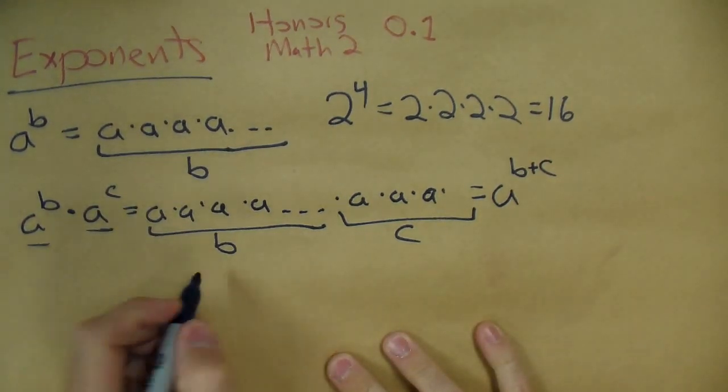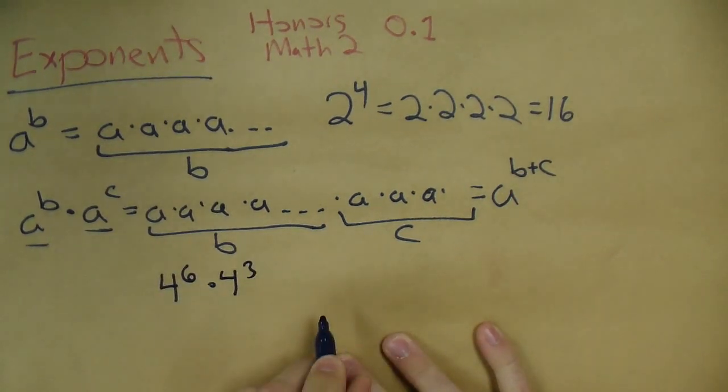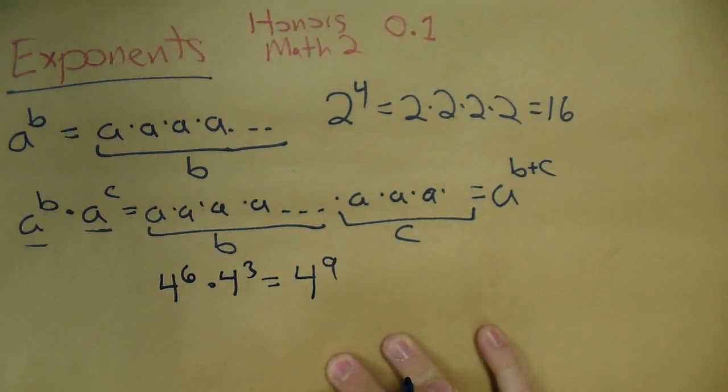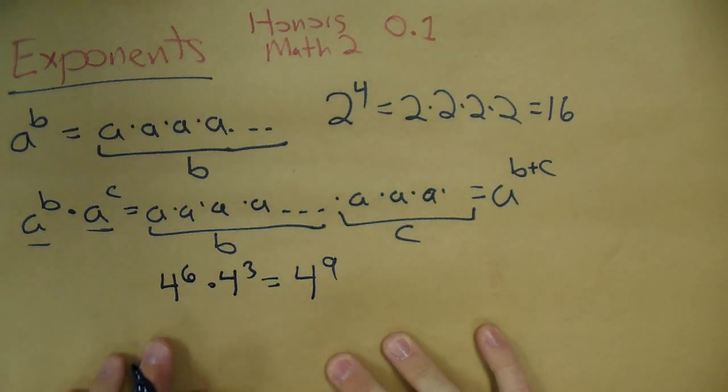So for example, if we did 4 to the 6th times 4 to the 3rd, we would be saying we have 9 fours. So it would be 4 to the 9th. Now that's a multiplication. It'd be a very large number if we went through and calculated it.